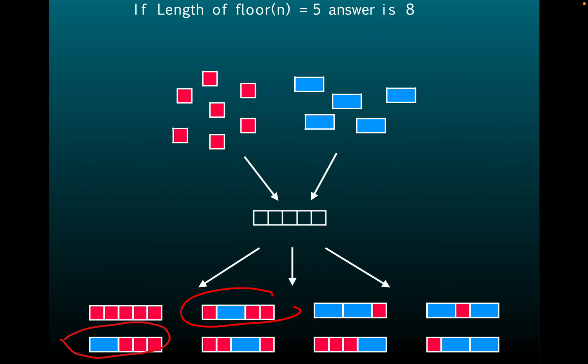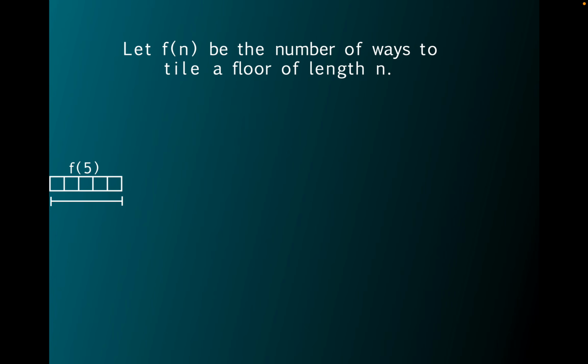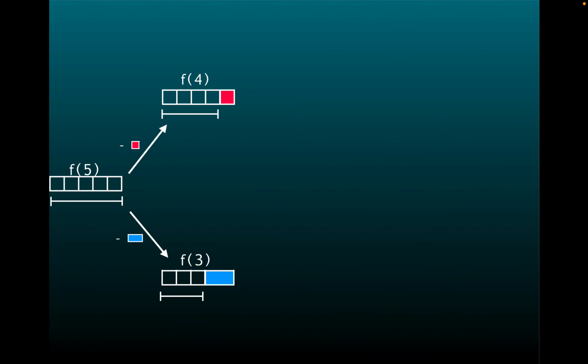Now, let's try to nail this problem with a little recursive thinking. If this is the problem, we have 5 size left. Focus on just the first cell for now. If you have to fill that, how many ways do we have? We have 2 ways. Either we can put a red tile or we can place a blue tile. If you put red, we are left with 4 space. If you put blue, we are left with 3 space.